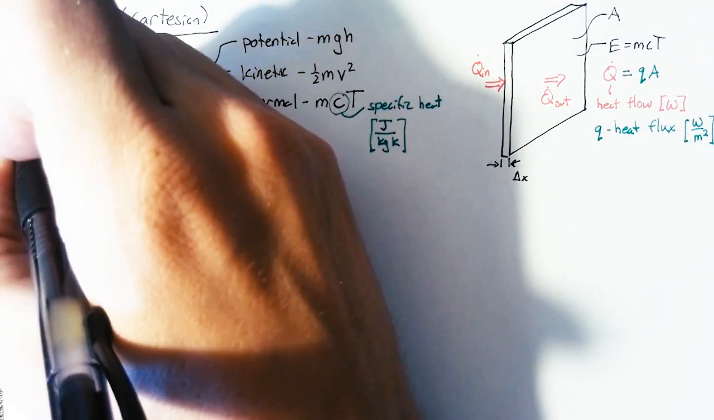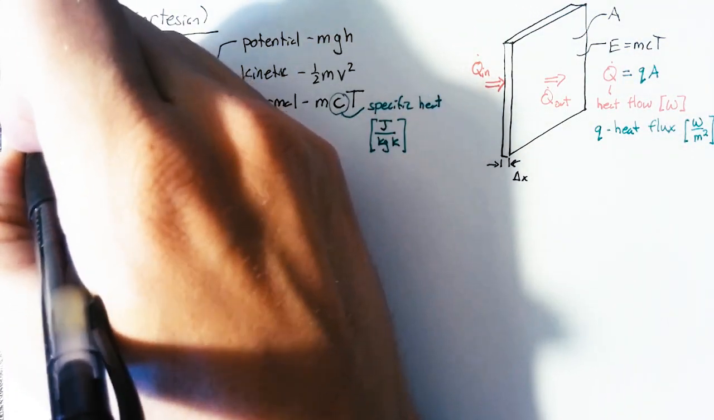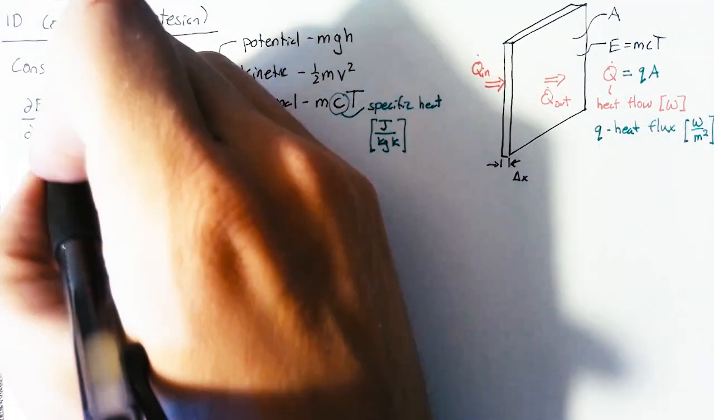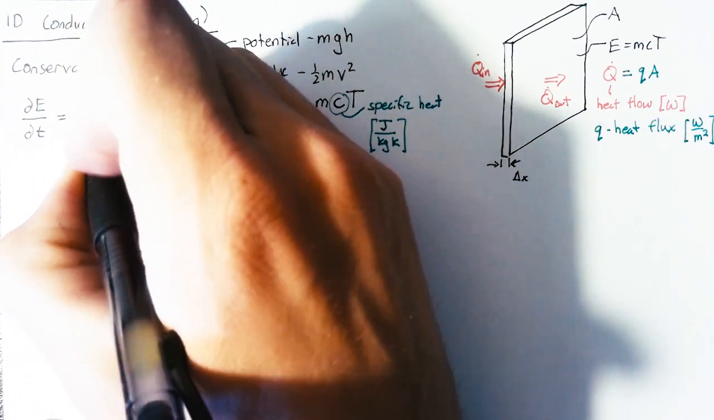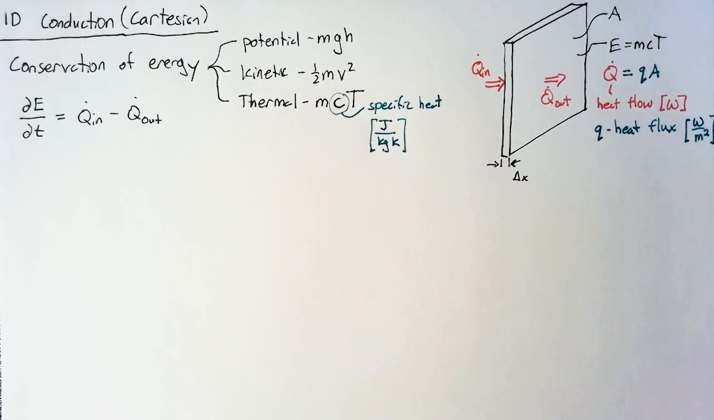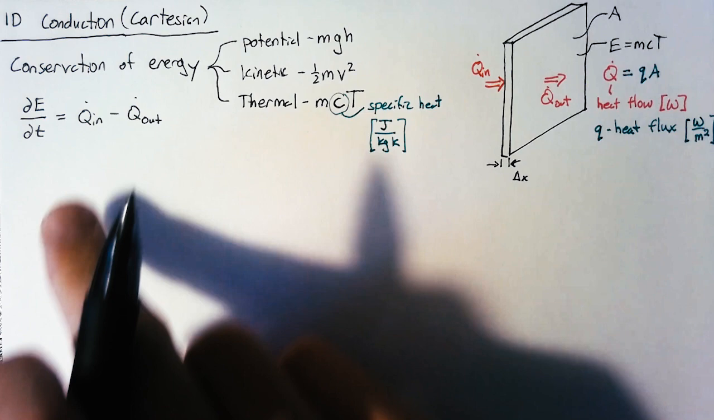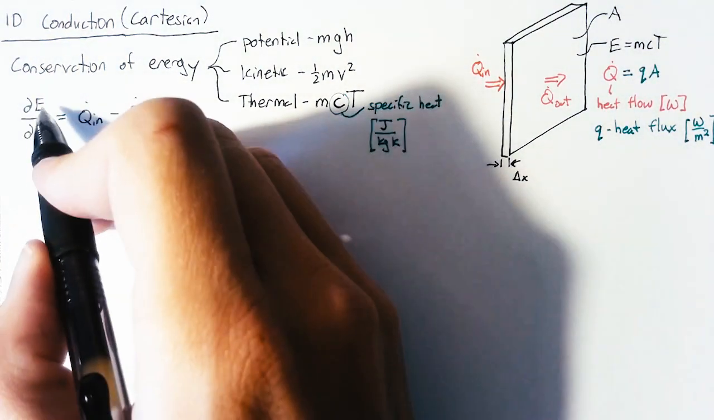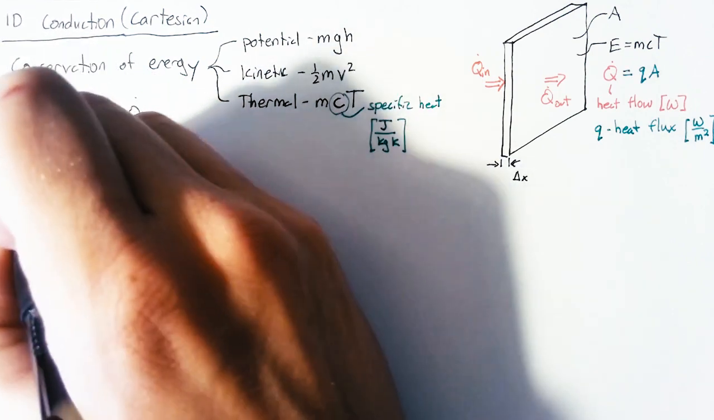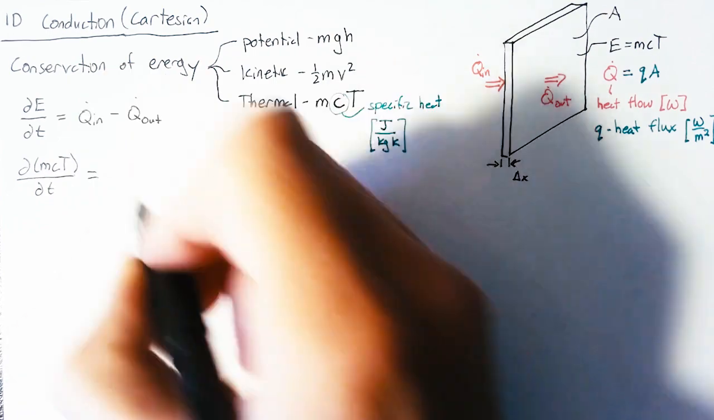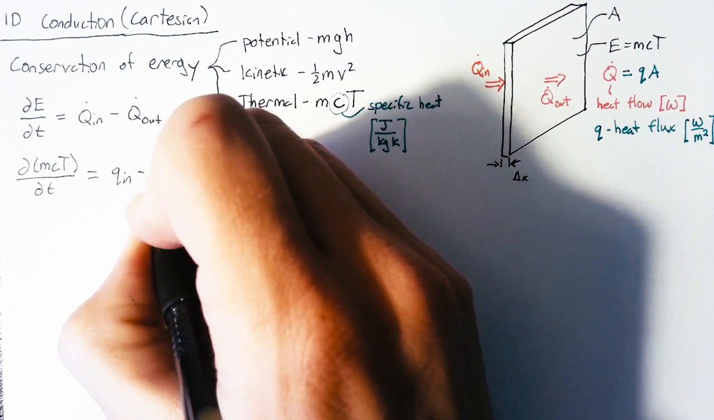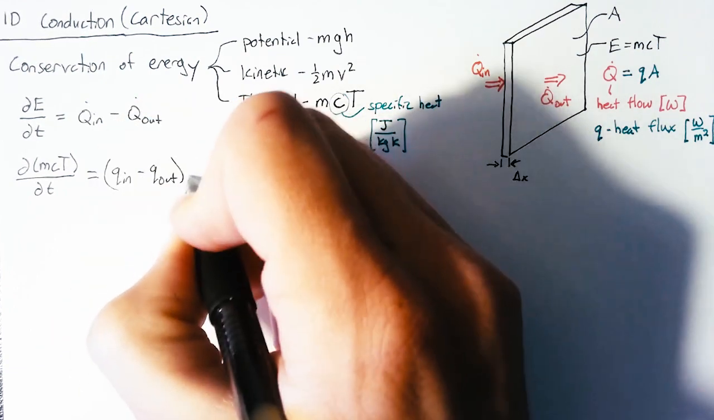So we have the energy of the object, we have heat flow in, and we have heat flow out. What conservation of energy says in this situation is that the change of energy with respect to time of our object here is just going to be equal to all the heat coming in minus whatever heat is going out. So based on what we already have, we can simplify this equation down. Instead of E, we can write mCT. So we have the change of this mCT with respect to time is going to be equal to a lowercase q in minus a lowercase q out, all multiplied by our area.